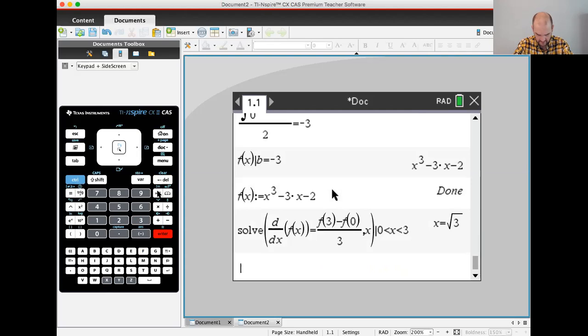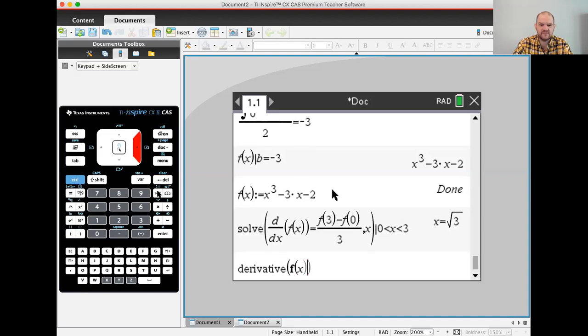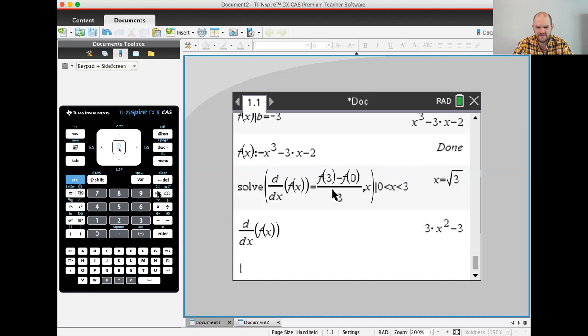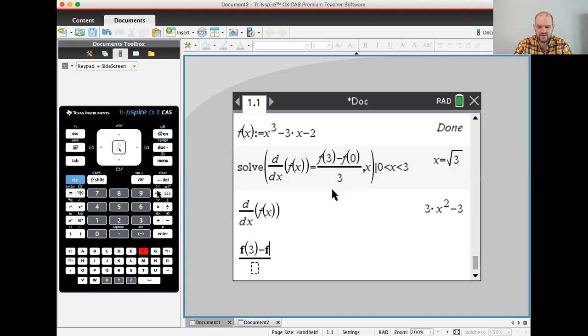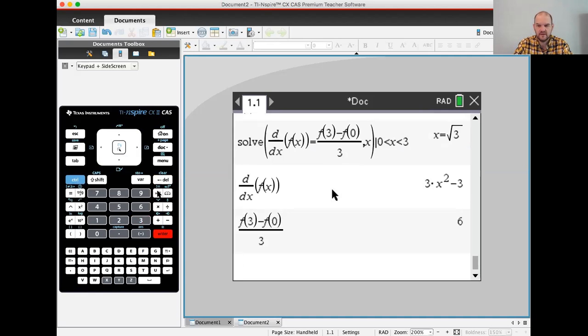All right, so I got that wrong. Why did I get that wrong? 3c squared minus 3. What's the derivative of f of x with respect to x? What's f of 3 minus f of 0? f of 3, oh, cubed. Oh, yeah. All right, let me go back. Good thing I decided to do this on the calculator. I was getting it wrong.